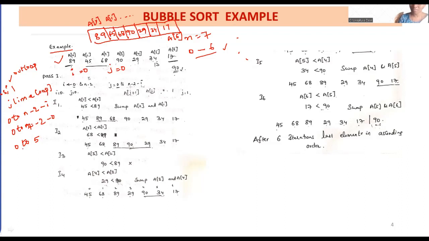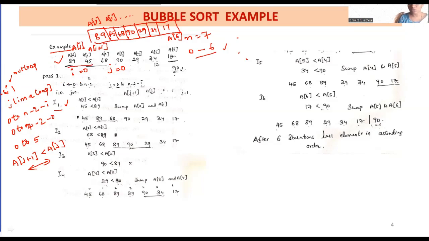Okay, so remember this. And then what is the logic we are going to take? If A of J plus 1 is less than A of J, then we need to swap these two elements. So we have to keep these points in your brain and then start doing the example. So now this is A of J and this is A of J plus 1. Okay, and this is the first pass, the first iteration.